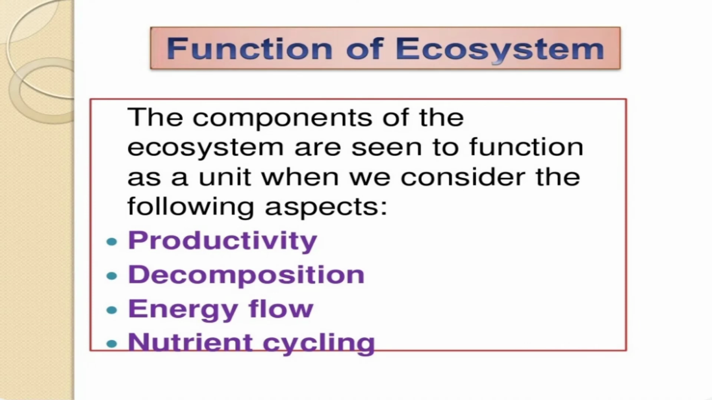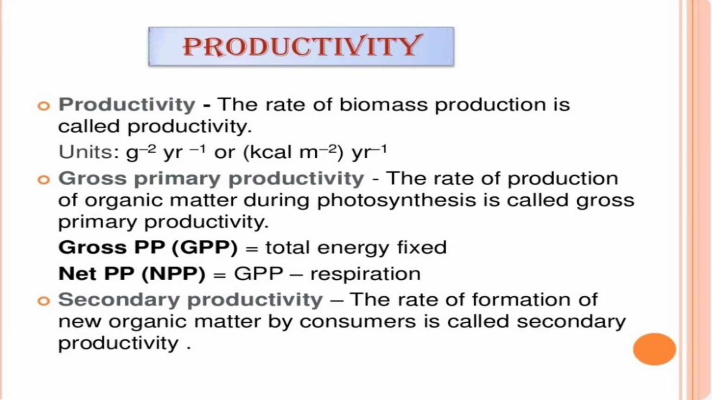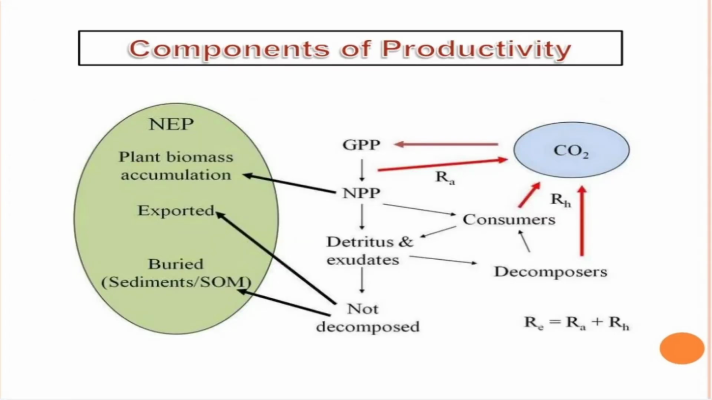Now the functions of ecosystem. Ecosystems are seen to function as a unit when we consider the following aspects: number one, productivity; second, decomposition; third, energy flow; and fourth, nutrient cycling. First, productivity: the rate of biomass production is called productivity. Next, gross primary productivity: the rate of production of organic matter during photosynthesis is called gross primary productivity. Next is secondary productivity: the rate of formation of new organic matter by consumers is called secondary productivity.